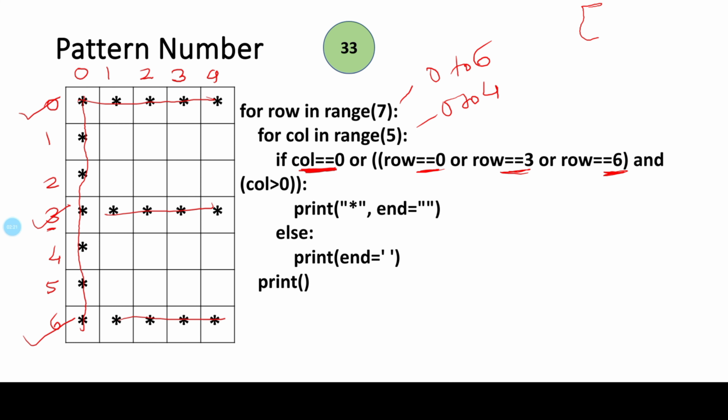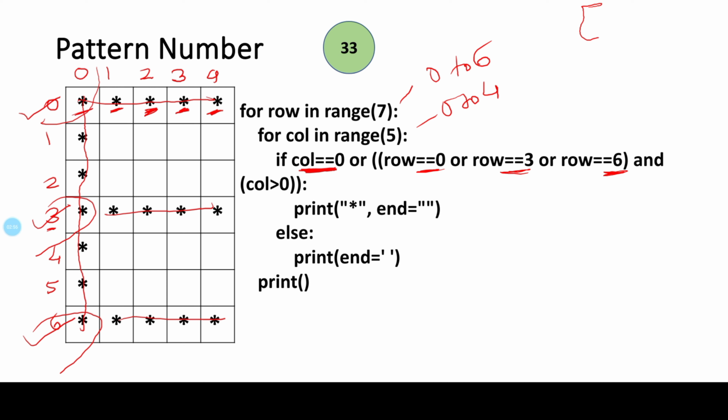But we do not want to overwrite the stars. Which stars do we not want to overwrite? We do not want to overwrite these stars because these are already drawn in the condition column is equal to 0, right? So we do not want to overwrite it. So we have put an and condition over here saying that draw the stars when row is equal to 0, 3 and 6, but the column number should be greater than 0. That means I want a star when the column number is equal to 1, 2, 3 and 4.